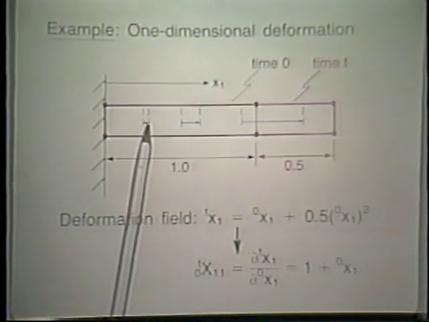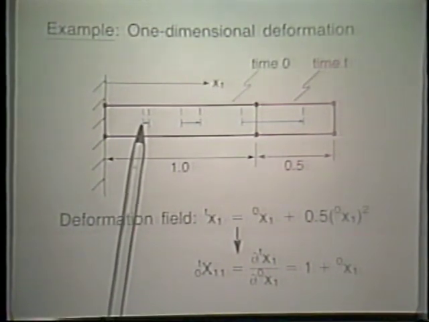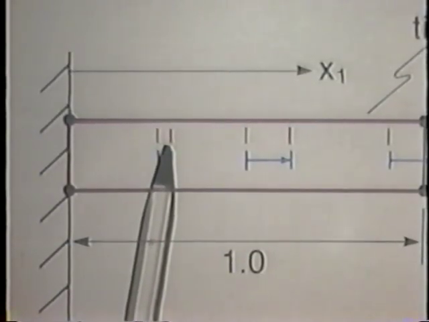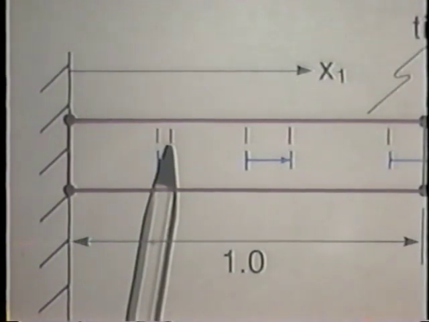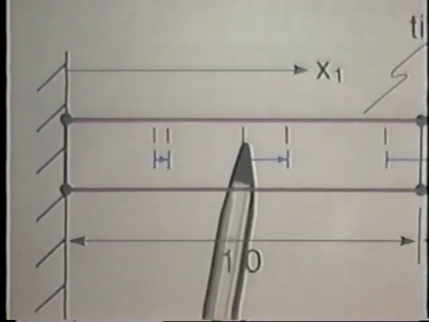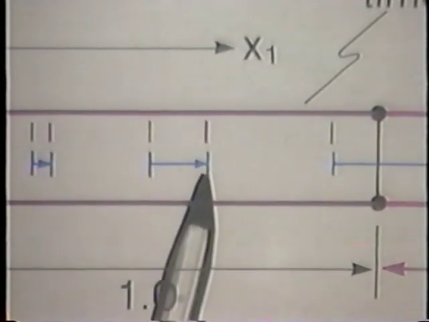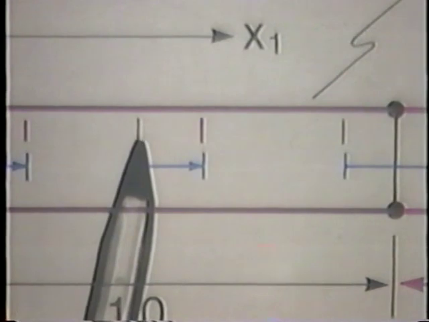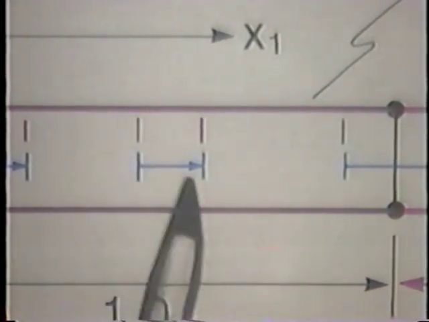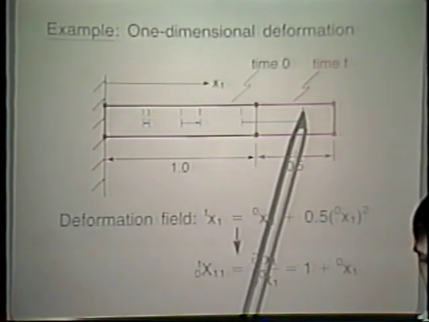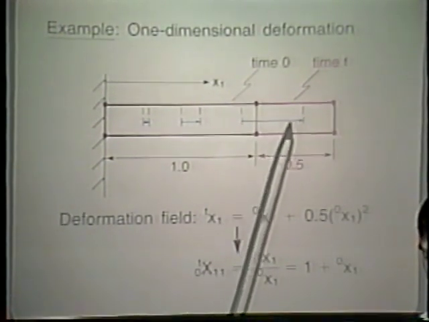Of course, the material particles here will move. For example, a particle that was originally here, the black little line there, will move over to the right, and it becomes this red little line. This black line moves over to become that red line. Notice the displacement of this black line is given by this blue arrow here. This black line moves over to there, and the displacement is given by that blue arrow.